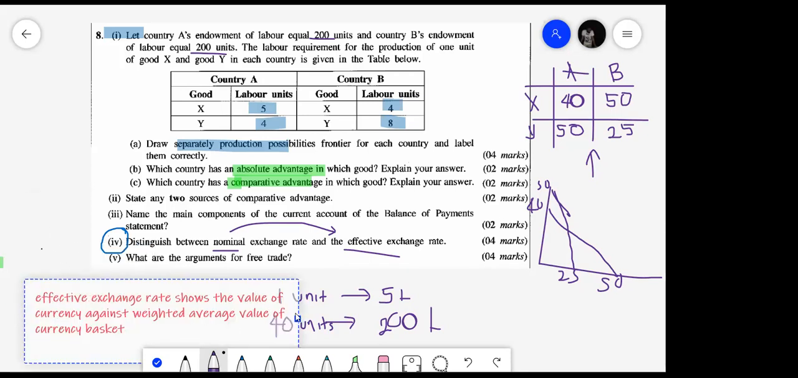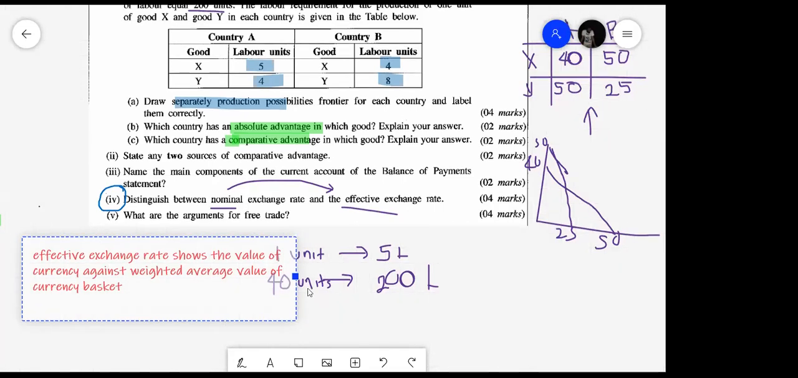Look at this, right? What is the effective exchange rate? It's for a group of countries, right? You're getting like an average. See, effective exchange rate shows the value of the currency against the weighted average value of a currency basket. Now I'll explain the simple story, right?